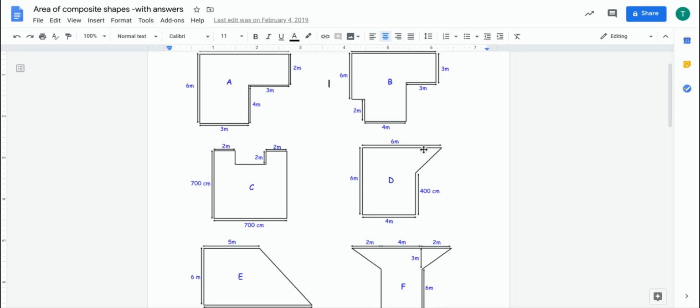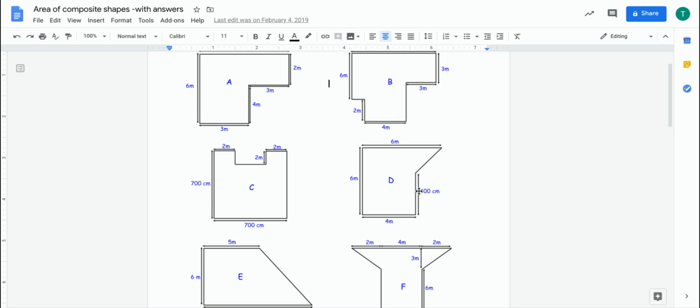One thing you need to recognize as well is that if they're in different units of measurement, meters and centimeters, you need to make them the same. There are 100 centimeters in 1 meter. So this is going to be 7 meters. You need to make them both the same units.